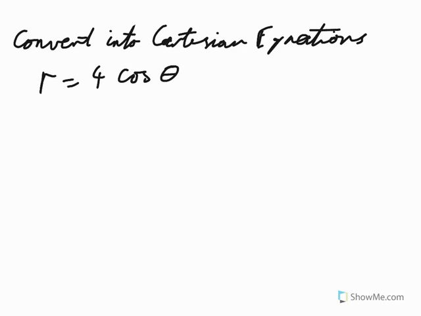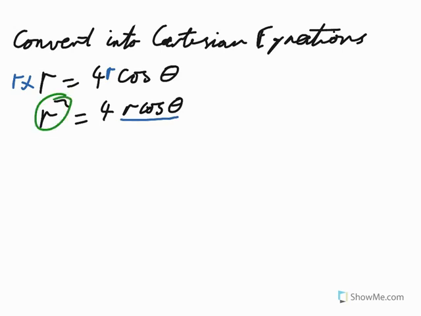Now we need an r in here, because if we've got r cos theta, we know that that's x. We can't just put an r on there, we're going to put an r on the other side as well. So we've got r squared equals 4r cos theta. Now, r cos theta, that's x, and r squared, that's, of course, x squared plus y squared. So we need to then say that x squared plus y squared equals 4x.